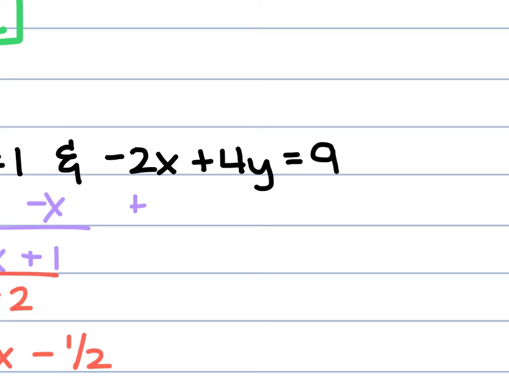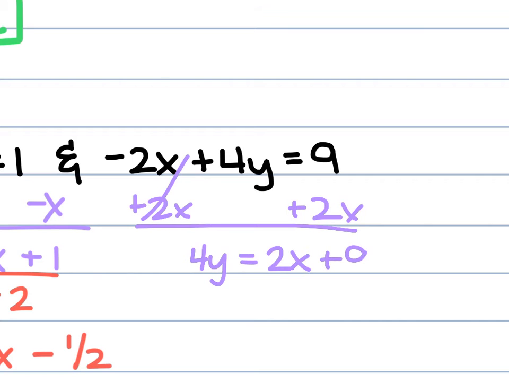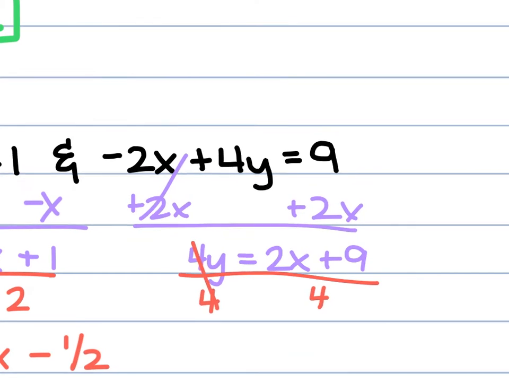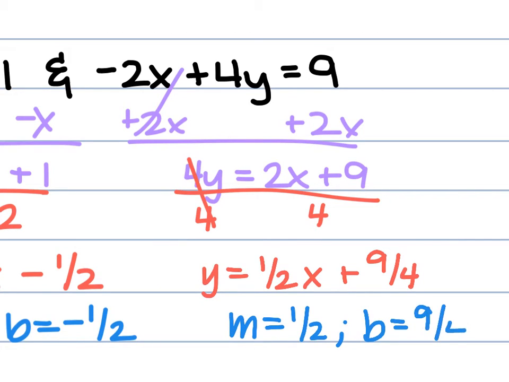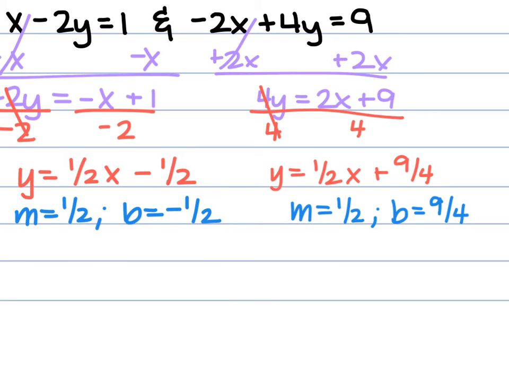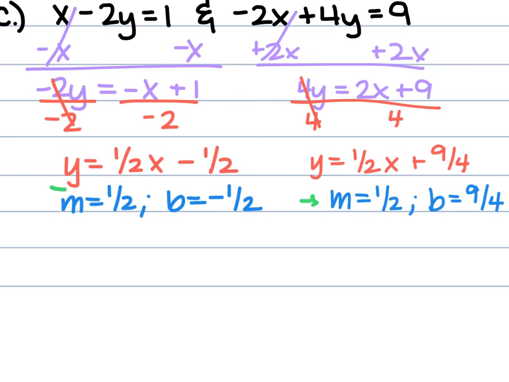For the other equation, we're going to add the 2x to both sides. So 4y is equal to 2x plus 9. Then divide each side by the 4. We get y is equal to 1/2 x plus 9 over 4. So on this one, our slope is 1/2, and our y-intercept is 9/4. So because those slopes are the same, our lines are parallel.